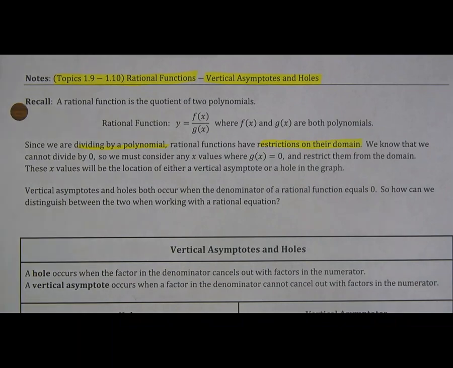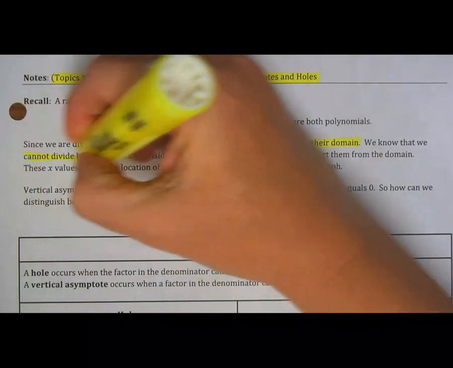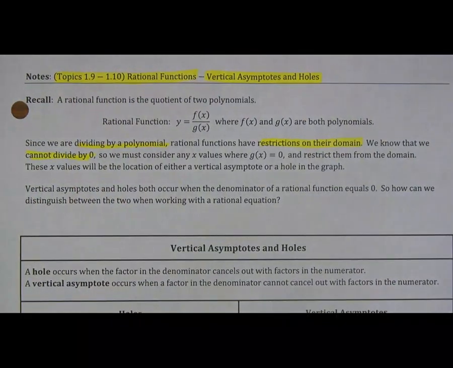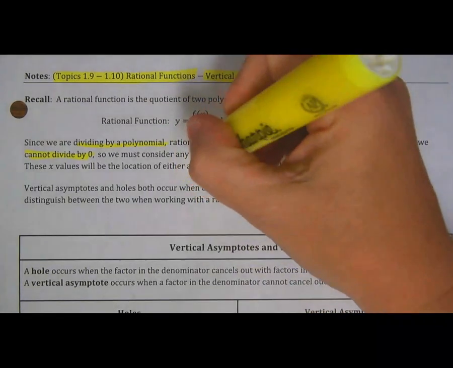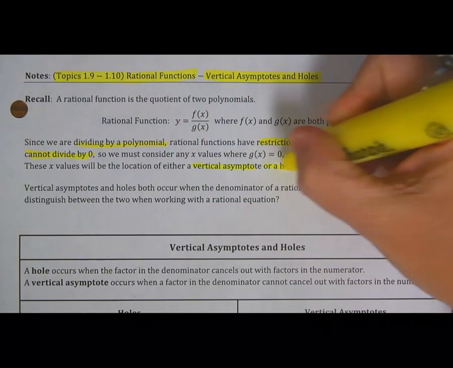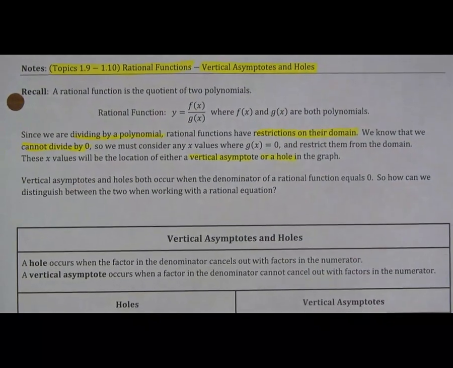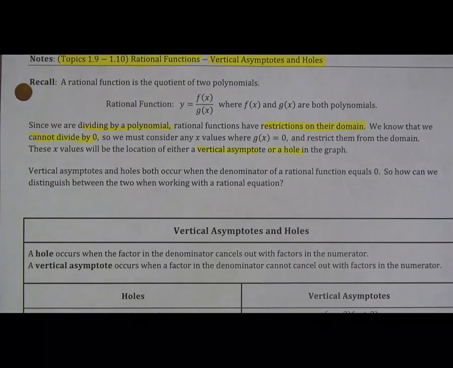We can't divide by 0. We talked about that in our last lesson. So we have to consider any x values where the denominator is equal to 0 and restrict them from the domain. And where that happens, you're either going to have a vertical asymptote or a hole. Vertical asymptotes and holes occur when the denominator is equal to 0. How can we distinguish between the two?